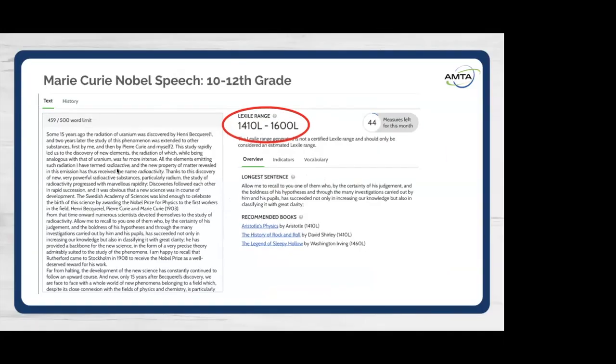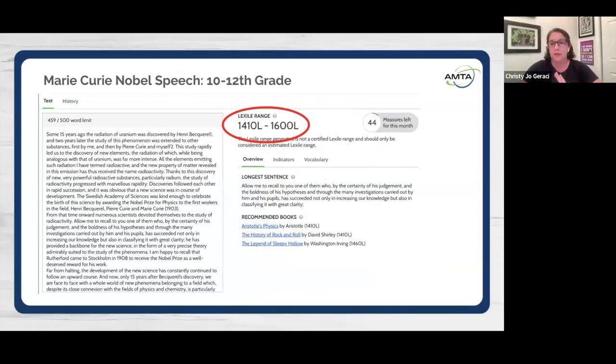All right, at the other end of the scale, Marie Curie's Nobel speech is something that is for advanced students. This is a Lexile score range that is on par with Aristotle. That was the first book that came up, Aristotle's Physics. So this would be something to give them in addition, like if you are teaching physics or chemistry and you want to use the great books, What's the Matter book, this lecture would be about the same level. But then it's also similar to the History of Rock and Roll and the Legend of Sleepy Hollow.